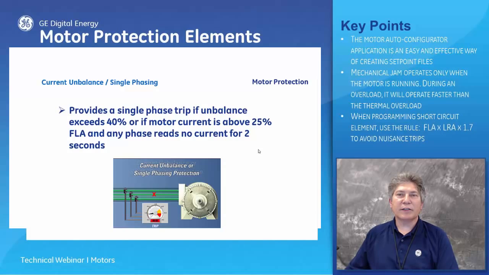Current unbalance, single phasing, provides a single phase trip if the unbalance exceeds 40% or if the motor current is above 25% FLA and any phase reads no current for 2 seconds.